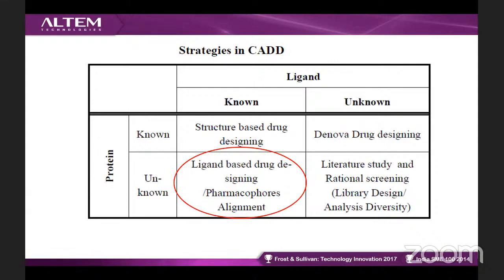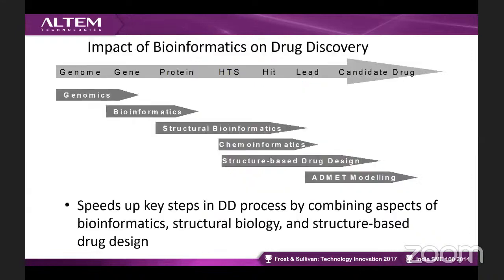First, I will start with the literature study and rational screening with a library design analysis. Then I move on to any one of the techniques falling under the category of CADD, and the impact on your drug discovery is bioinformatics. It starts from the gene product, the protein, put together. You can study it in the platform called bioinformatics. Moving a little bit inside it, you are studying the structure of your protein, how it is behaving and its binding site. That is called structural bioinformatics.